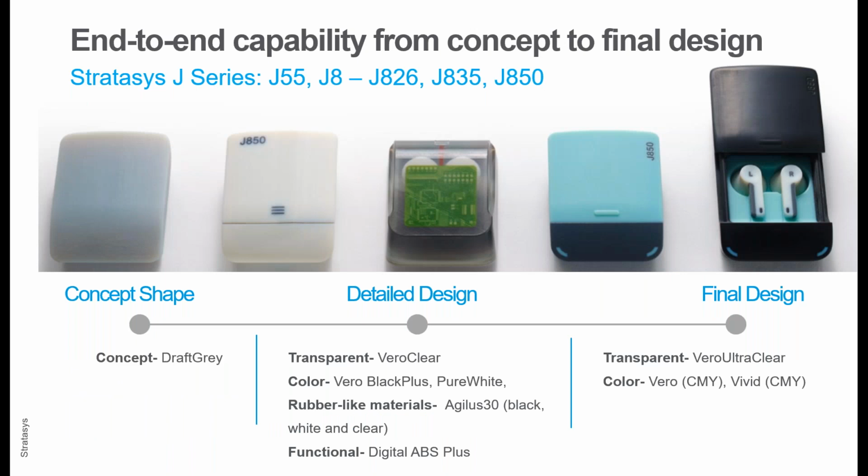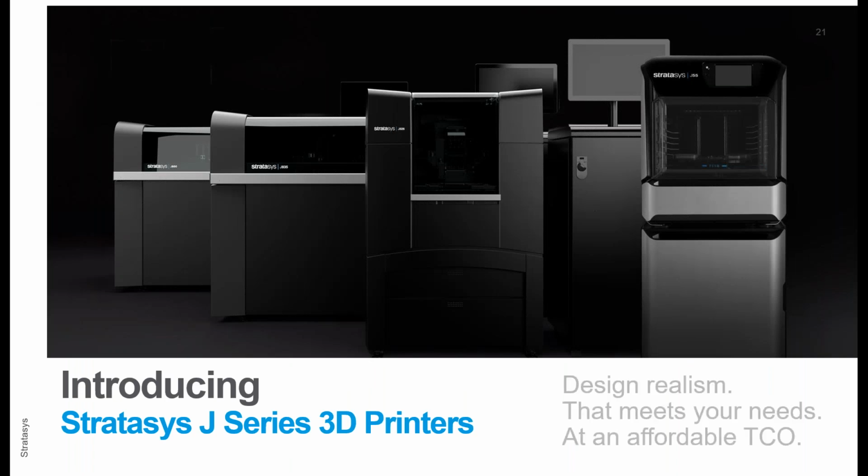So let's look at what we talk about in terms of concept to detailed design or the final design. This is what the end-to-end capability from concept to final design is all about. The J series printers would enable you to have your concept models in a single material or the final design by combining multiple materials, all in a single print on a single tray. So here we would like to introduce the J series printers, ideally design realism that meets your needs.